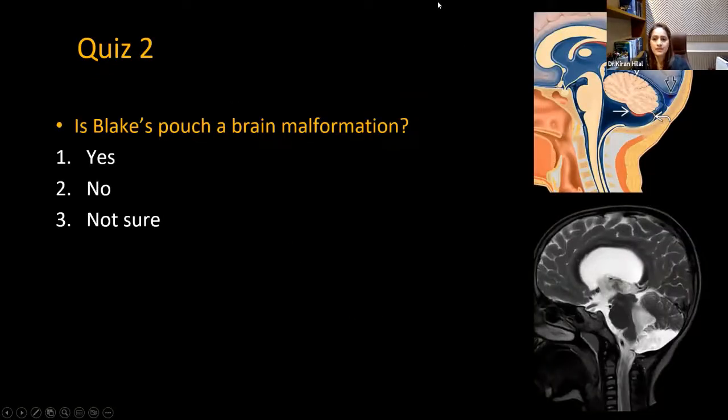Now here comes the quiz number 2. What do you think? Is the Blake's pouch a brain malformation? Yes, no, or you are not sure. And here comes your quiz. This is the only way that we can make this lecture a little bit interactive. So what do you think?